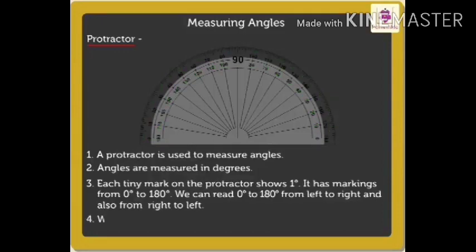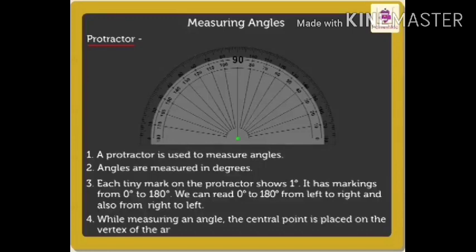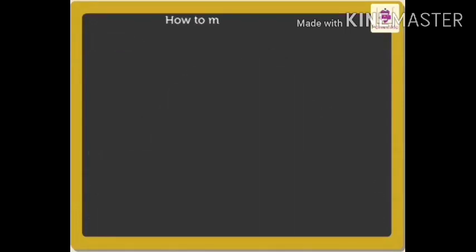4. While measuring an angle, the central point is placed on the vertex of the angle. Now, let's see how to measure an angle.